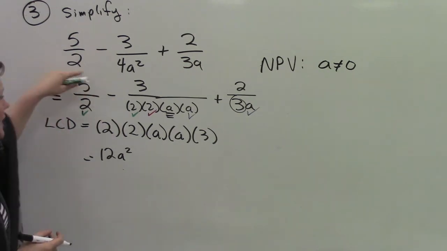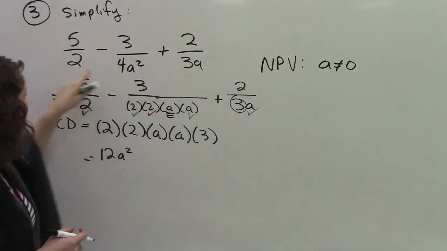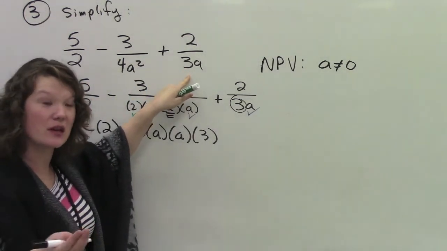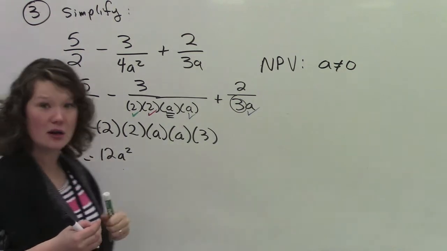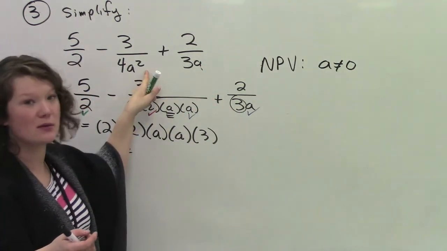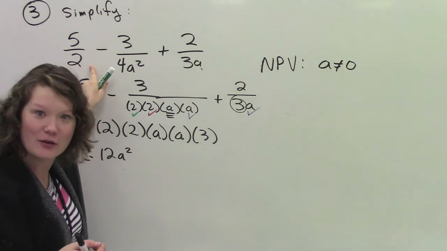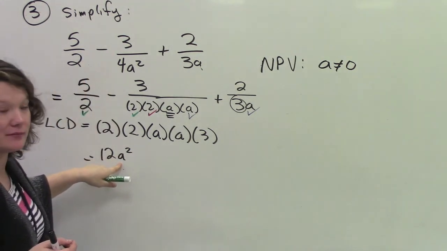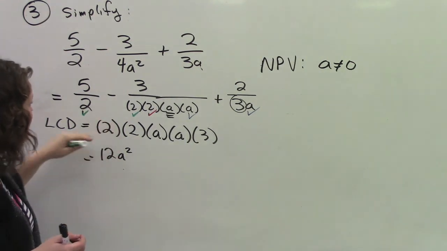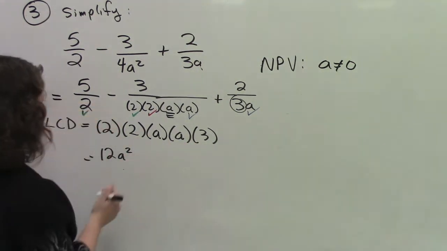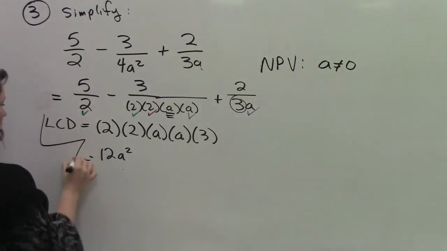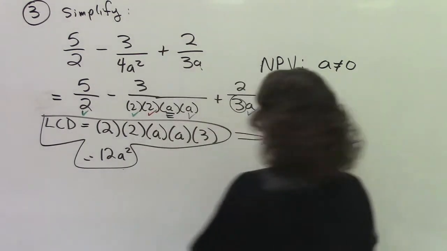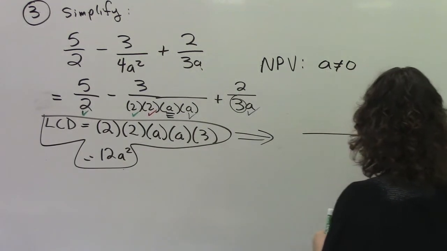By just looking at it here, you can absolutely see that the number bits, 2, 4, and 3, the lowest common denominator between the number bits is going to be 12. And the lowest common denominator between a squared and a to the 1 is a squared. This is helpful to cover up what you have and then what you need to multiply by. So we have our lowest common denominator, which is awesome. I'm just going to move over to this side because I have a little bit more space. So we have this here.